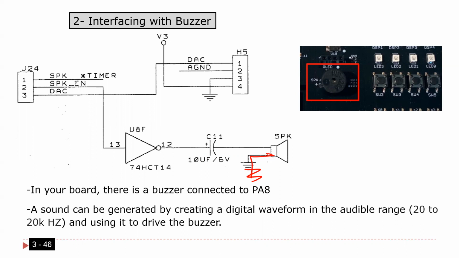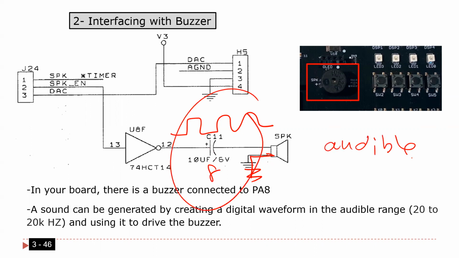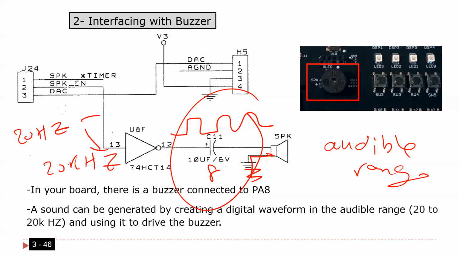All you have to do, guys, is generate a square wave. If I can generate a square wave for this pin, I'm going to hear a sound. However, as you may know, we as human beings can only hear some frequencies. We cannot hear all frequencies. You have to make sure the frequency is in the audible range, which is usually between 20 hertz up to 20 kHz.